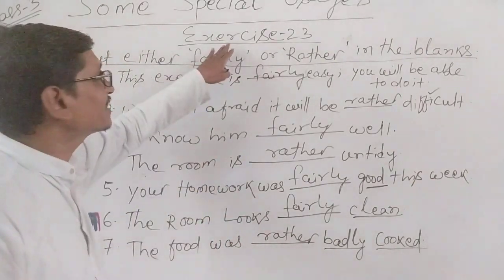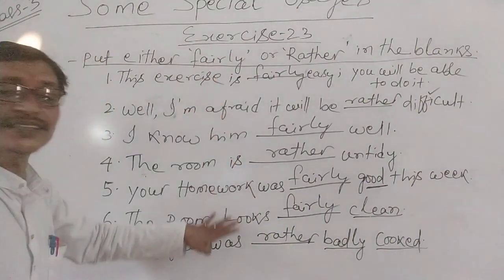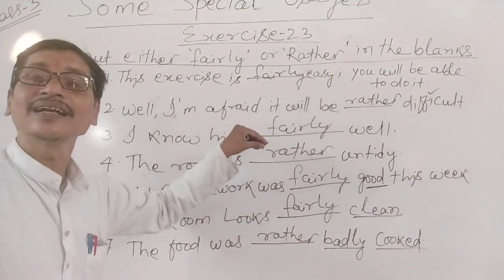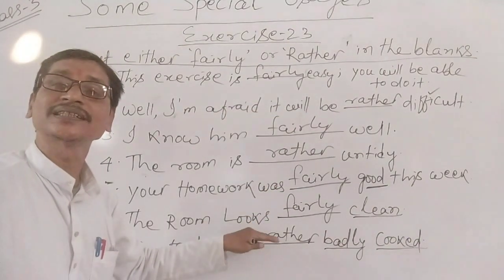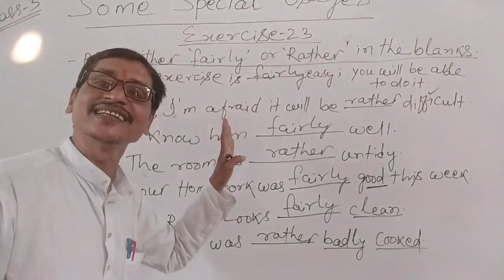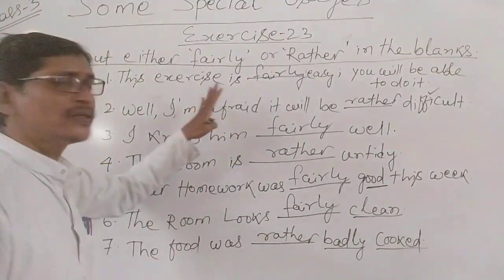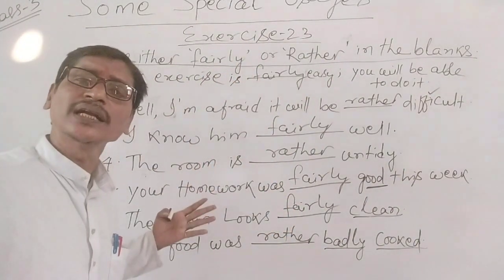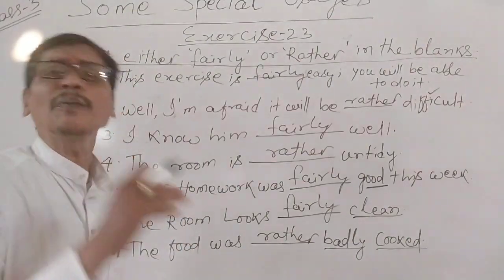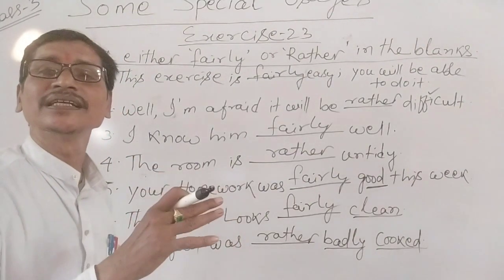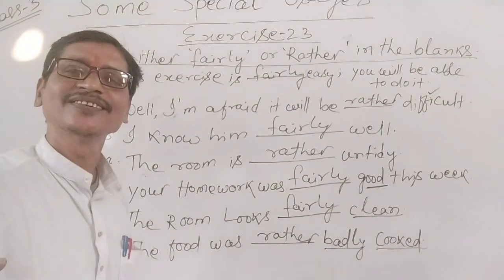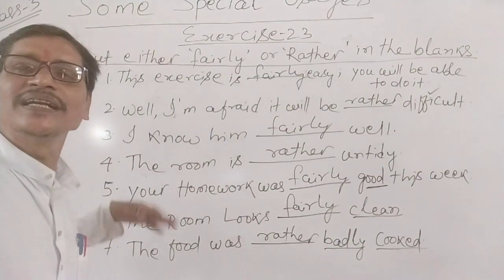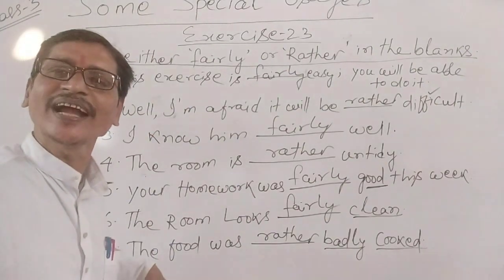Understand? Now we are discussing exercise 23. Several of such statements of this exercise we understood and we have inserted fairly and rather in their appropriate places in accordance to the rule we did understand. Okay, so now there are some other such statements available in this exercise. Let's write and understand and use fairly and rather appropriately based on the rules given to us. Okay, you understood this? 1 to 7. Then we will start from 8 onwards. Okay, let me write.